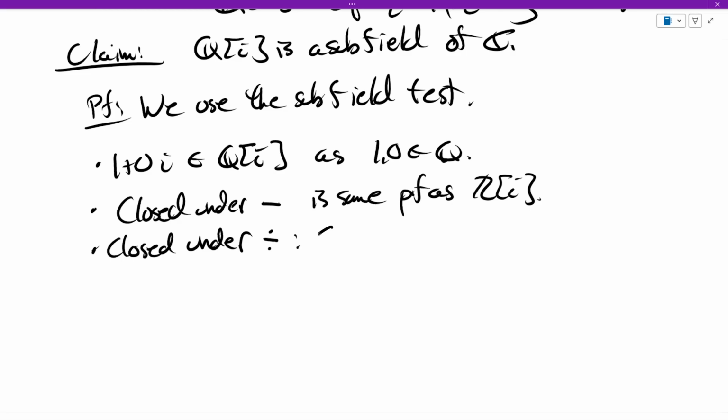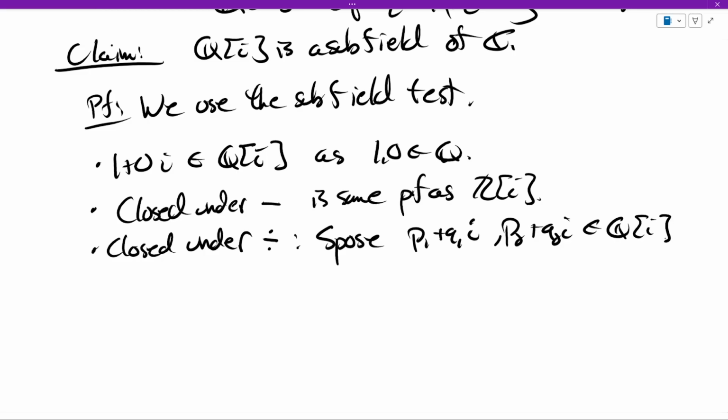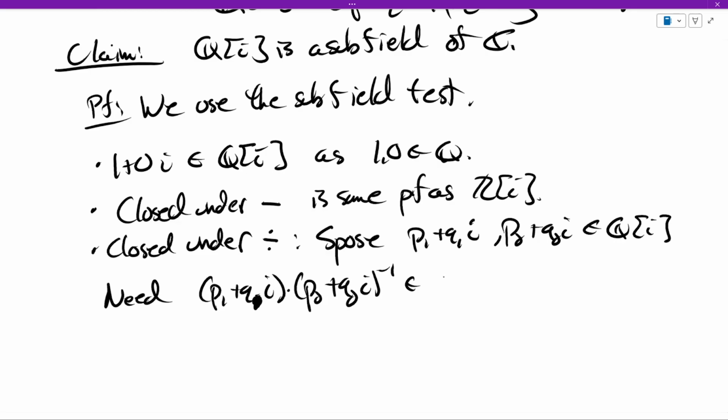Suppose p1 plus q1 i and p2 plus q2 i are in Q adjoin i. We need to show that p1 plus q1 i, times the inverse of p2 plus q2 i, is here. That's what it means to be closed under division.